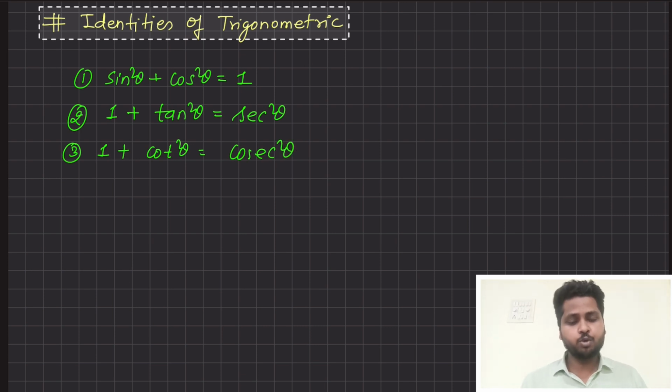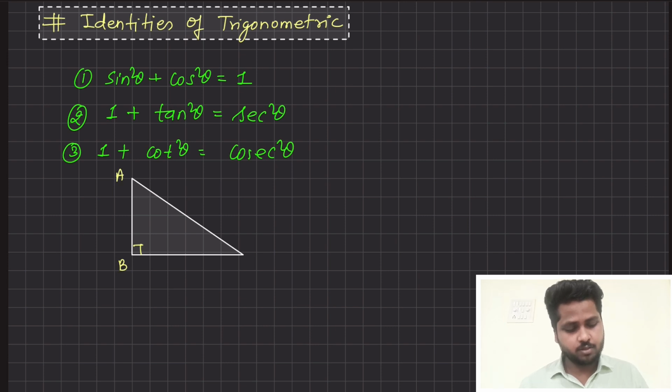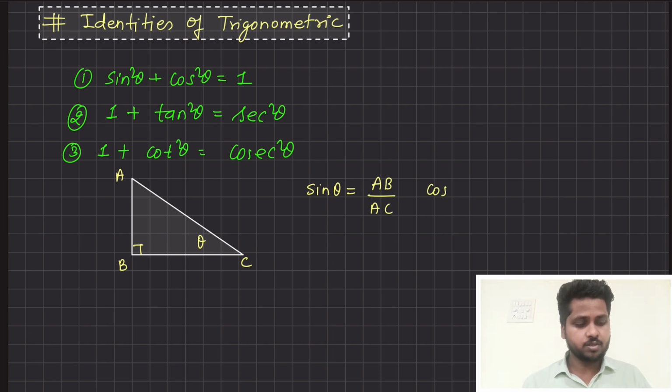Okay, so how do we prove this identity? If we use the right angle triangle, then it can be proved. So let us see here how we can do the proof of this identity. If I take right angle triangle ABC here, what is the value of sine theta? If this is the theta, then sine theta is equal to AB upon AC. Clear? And what is cos theta, students? Cos theta will be adjacent, that is BC upon AC.